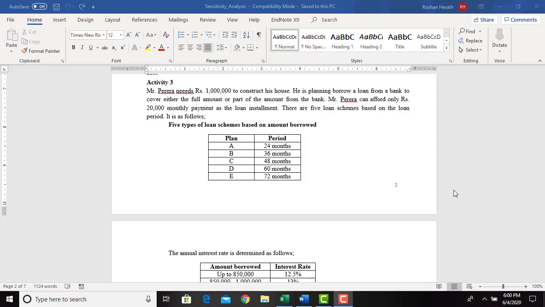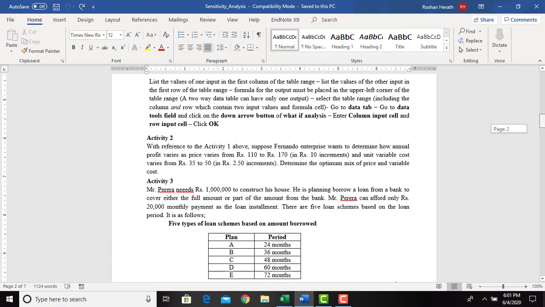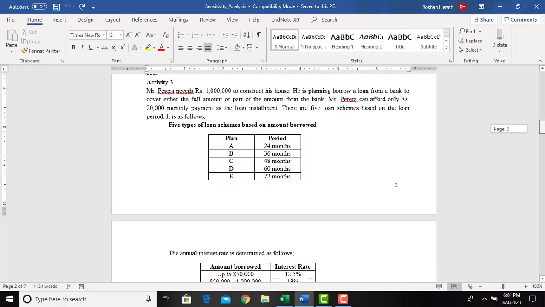Now let's have a look at activity 3. So it is again under the two-way data table. We are going to have a look at another activity, that is activity 3. So let's read the activity and thereafter we'll decide what we have to do with that respect.